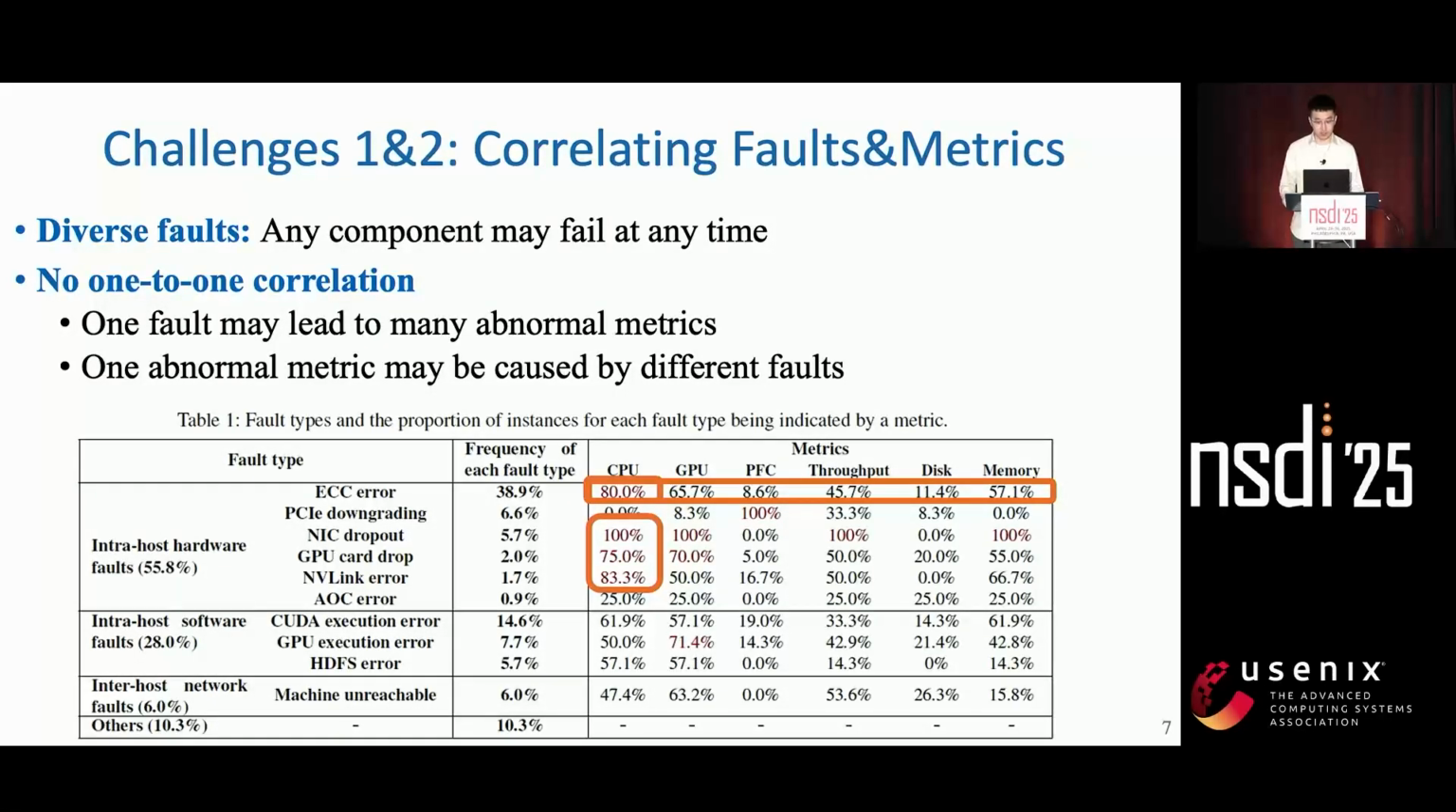When examining faults and their corresponding metrics, we observe that the same fault can typically manifest as different anomalies in metrics. For instance, an ECC error might result in both high GPU and CPU utilization. Similarly, PCIe issues could lead to high GPU utilization or decreased NIC throughput. On the other hand, the same metric anomaly does not always point to the same fault. For example, high GPU utilization could be associated with GPU hardware errors, GPU software errors, or even network issues.